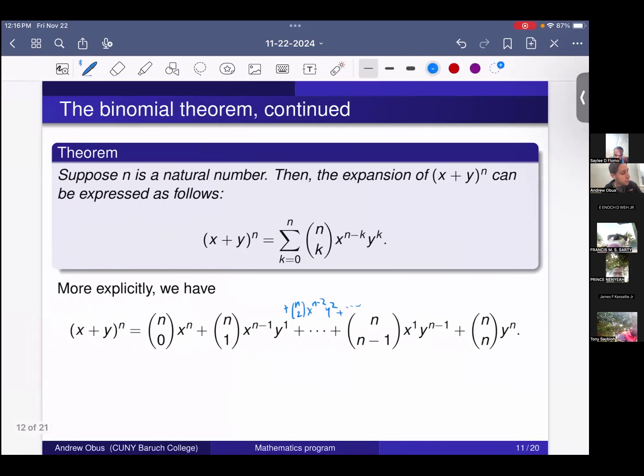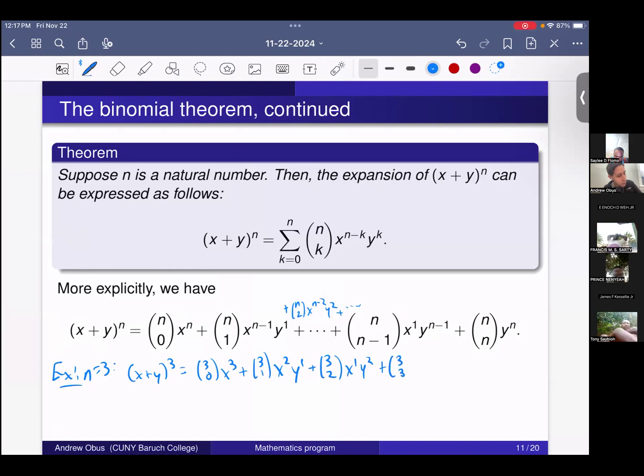Okay. So for instance, just as an example, if n is equal to 3, this tells us that x plus y cubed is equal to 3 choose 0, x cubed, plus 3 choose 1, x squared y to the 1, plus 3 choose 2, x to the 1, y squared, plus 3 choose 3, y cubed. And well, what is this? Well, we've already seen that 3 choose 0 is equal to 1. So that's x cubed. We've already seen that 3 choose 1 is equal to 3. So that's 3x squared y.